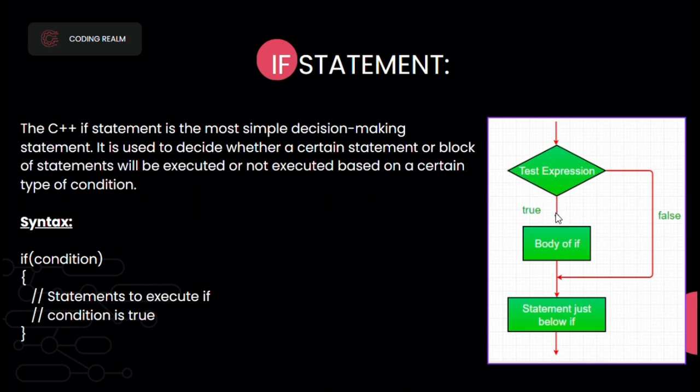If it is true, the body of if is executed. For example, if A greater than B is true, the statement just below if is executed. And if it is false, the compiler doesn't execute the body of if and goes to the statement just below if.